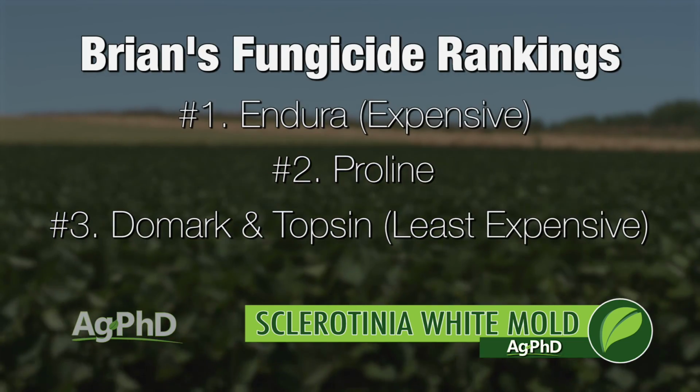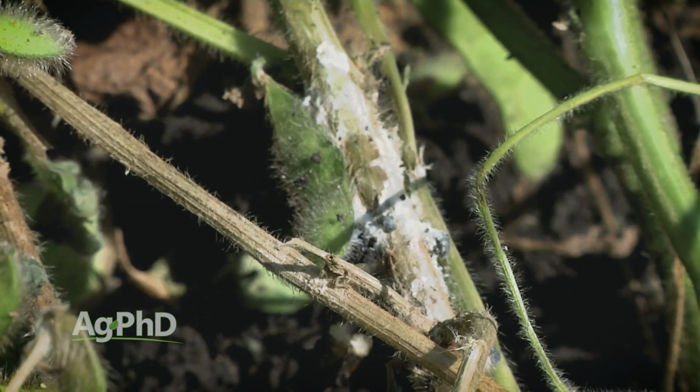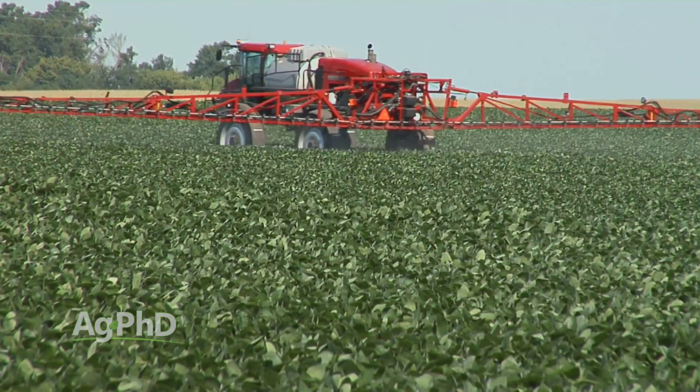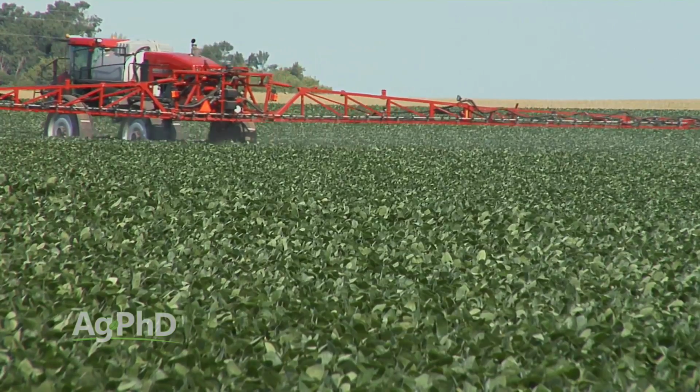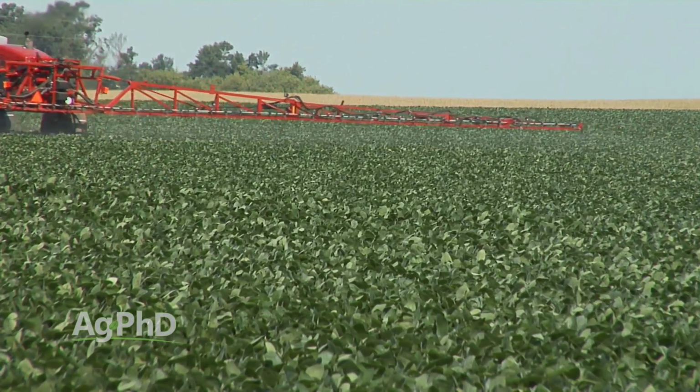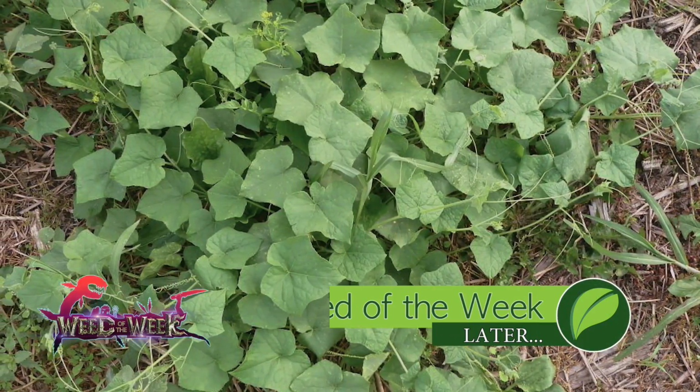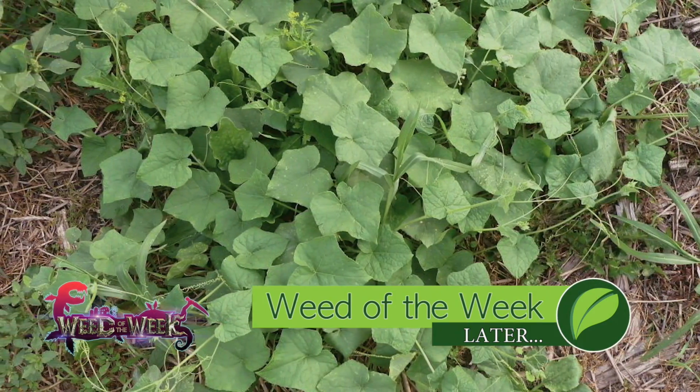So the message today: if you're in an area that has white mold pressure, if you're in a field that has a history of white mold and the weather conditions are right, you've got to be out there spraying every couple of weeks to protect that soybean plant through flowering. If you're out scouting your fields and you see white mold, you've already lost some major yield. So you have to be out in front of this tough disease. Well, another thing you need to be out in front of is our Weed of the Week. We'll tell you how to control it coming up later in the show.